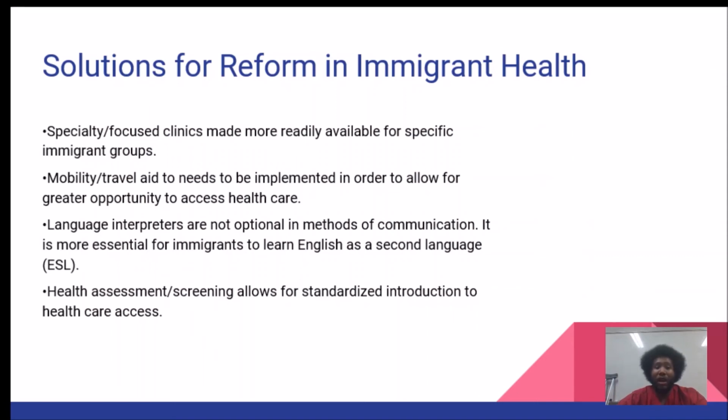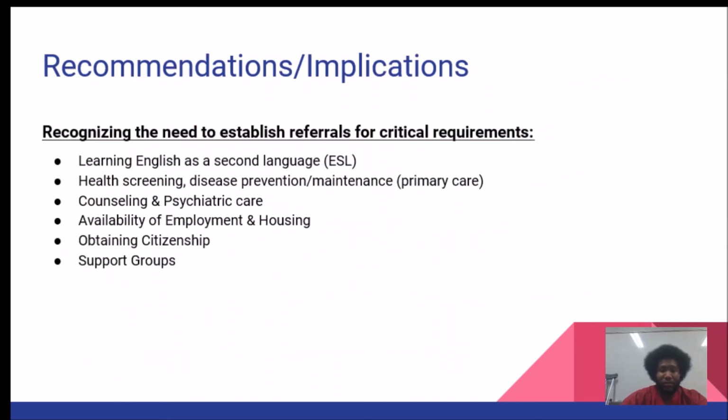Language interpreters are not optional in methods of communication. It is also essential and beneficial for the migrants to learn English as a second language. Also, health assessments and screenings will allow for standardized introduction into healthcare access. This will also help identify predisposed or main conditions that these migrants are already dealing with and need to continuously monitor as they begin their lives here in the United States.